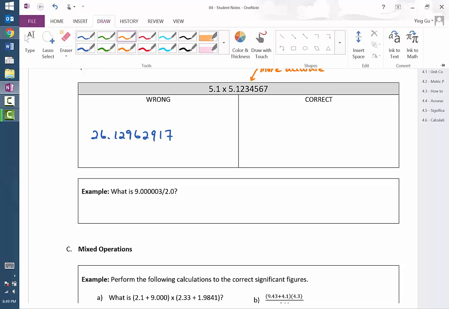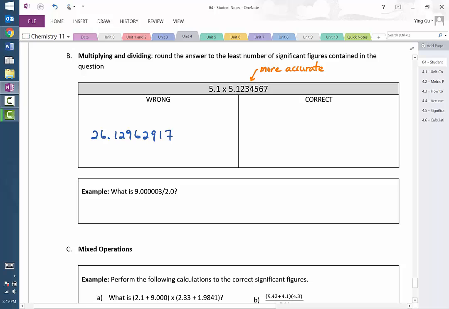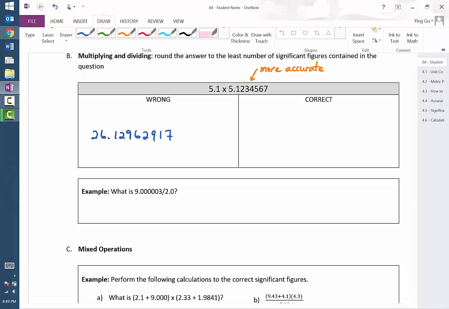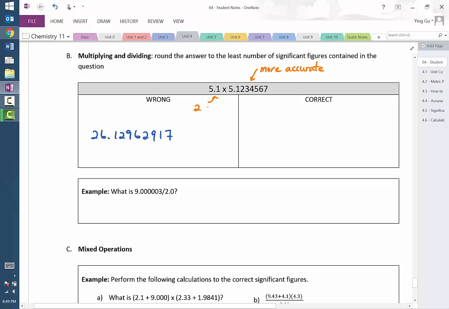Which means that our final answer here cannot be more than 2 significant figures. This number has 2 significant figures. This number has 8 significant figures. 8 significant figures is more accurate than 2 significant figures, but our final answer cannot be more accurate than the least accurate number. So our final answer must be written as 2 significant figures. In other words, when you are multiplying or dividing two numbers, your final answer's significant figures must match the number you used with the least significant figures. In this case, it is 2.